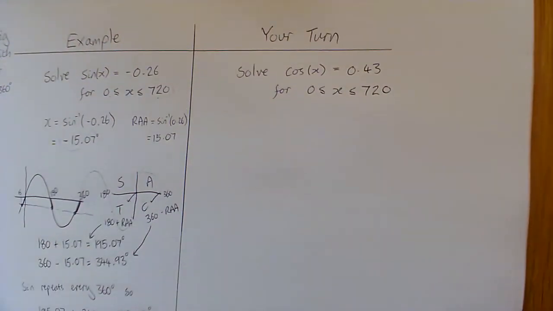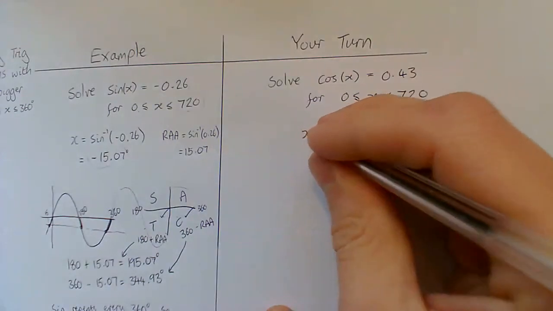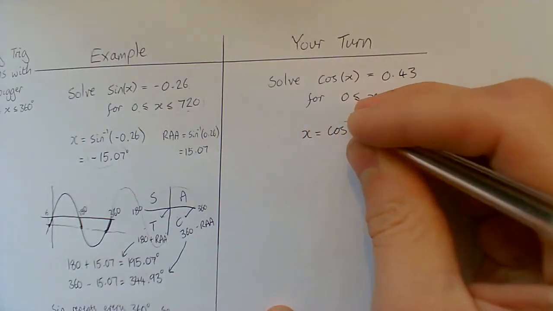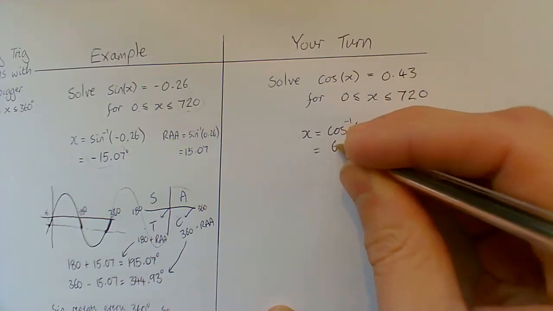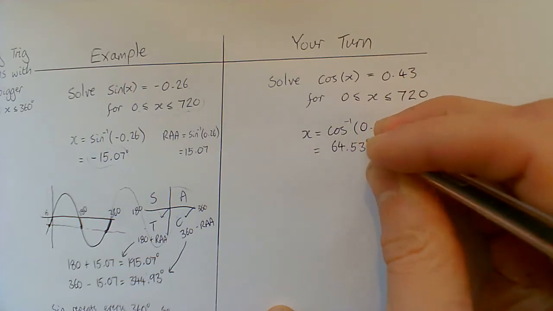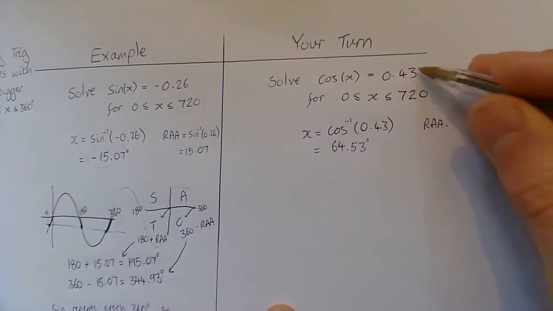Here is one for you to try. So pause the video, have a good go at this, and then I will run through the solution in just a minute. But have a go first to get your head into what is going on. Okay, good. Hopefully you've had a shot at that. In this one here, we have x equals cos to the minus 1 of 0.43. That should have given you 64.53 degrees. That is also your relative acute angle in this case, because we're working with a positive.